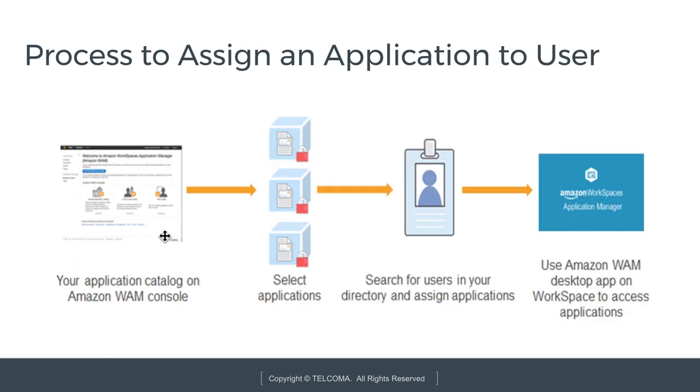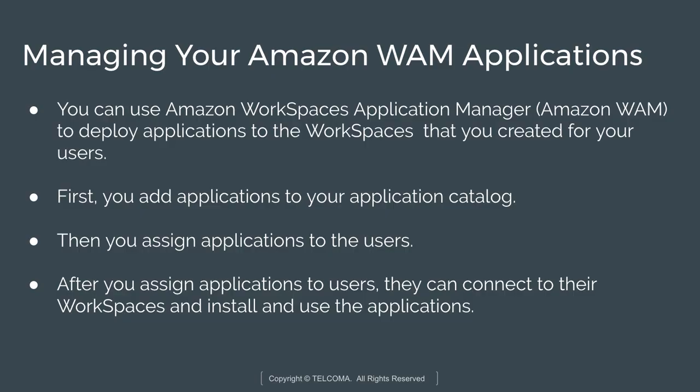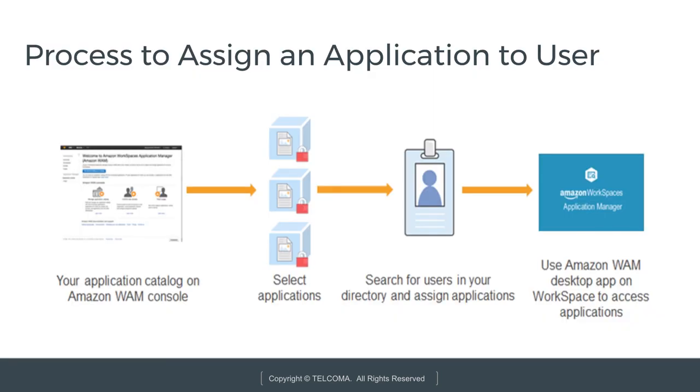Suppose this is our application catalog on the WAM console. We have to select applications. We have to search for users in the directory and assign them various applications, and then they can have access to those. So we can use the Amazon WorkSpaces Application Manager, which is Amazon WAM, to deploy applications to WorkSpaces created for users. So we are required to add the application to the catalog, then assign the application to users. After you assign, they can connect and install the application.